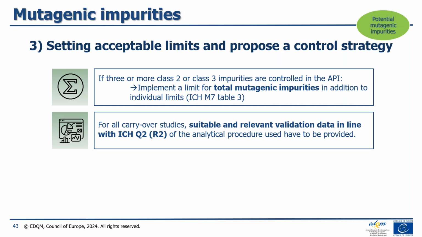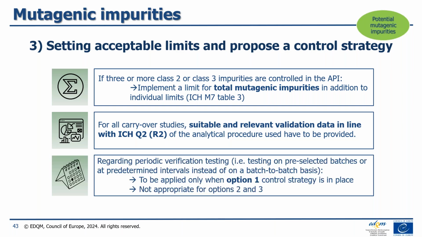Then for all carryover studies or any analytical results that you provide, we do expect you to provide as well suitable and relevant validation data of the analytical procedure that you're using, and this in line with ICH Q2 revision 2. And then regarding periodic verification testing, which means when you test on pre-selected batches or at a certain frequency instead of testing each batch, this is to be applied only when option 1 control is in place. It's not appropriate for options 2 and 3 where you control the impurity upstream in the process. And this should be, of course, justified as foreseen in the guideline.